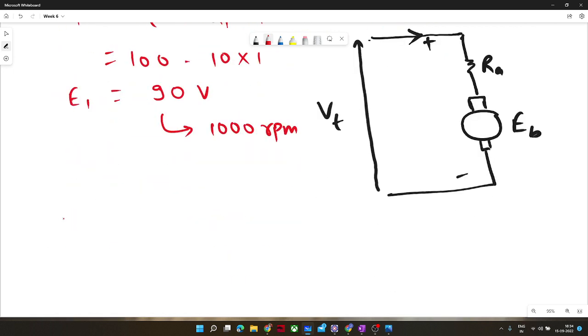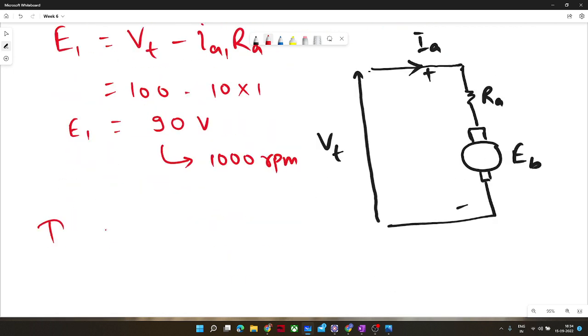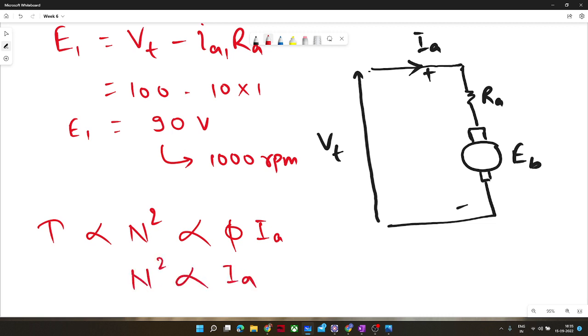Another piece of information is given about the torque. Torque is given as N square. And from the concept of a DC motor or machine, torque is proportional to phi Ia. Since the speed is reducing, not increasing from rated speed, from 1000 RPM to 500 RPM, it is still in the constant torque region. We are not doing field weakening, so flux will still be constant. So effectively, we can say speed square is proportional to Ia.